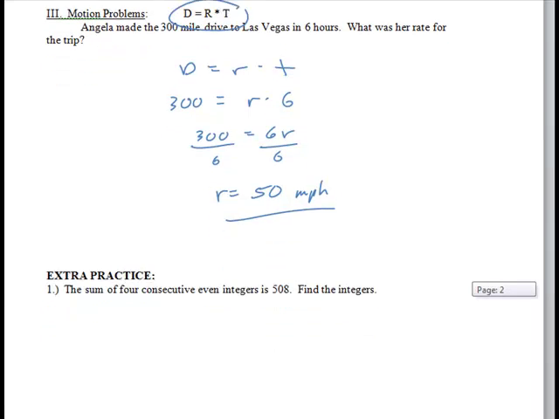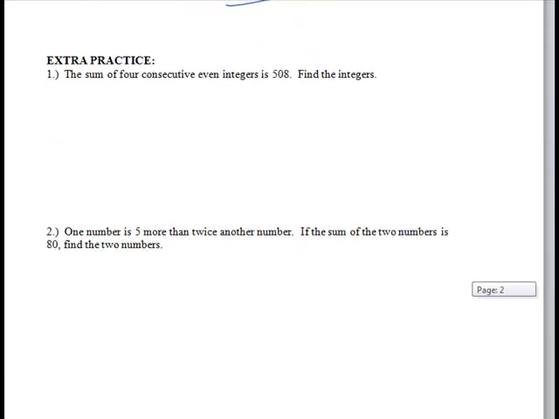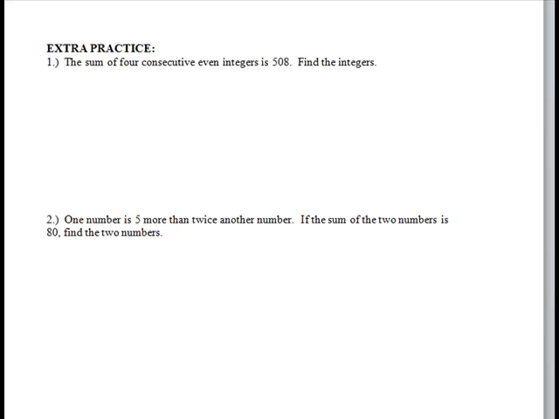So let's look at a few more examples. Example 1, another consecutive integer problem. In this case, the sum of four consecutive even integers is 508. So we have four unknown numbers in this case. The first unknown number is always our starting point, x. But we're not just looking for consecutive integers, we're looking for consecutive even integers. For instance, 2, 4, 6, 8.